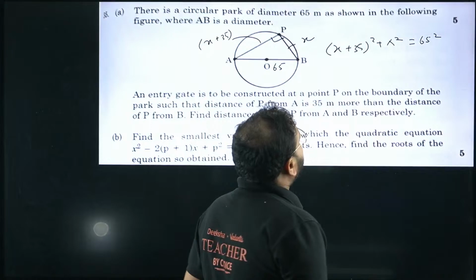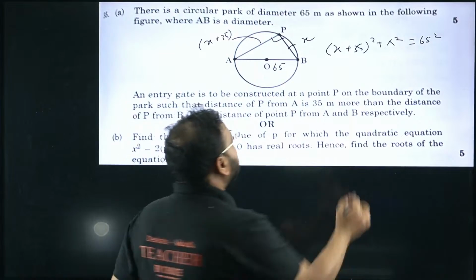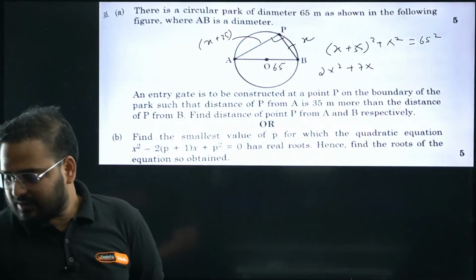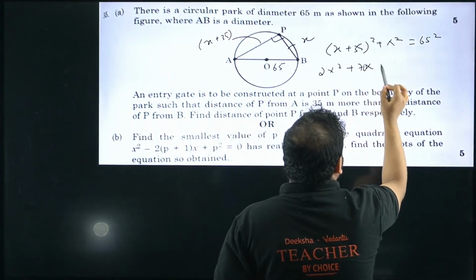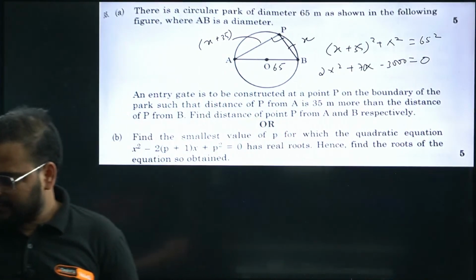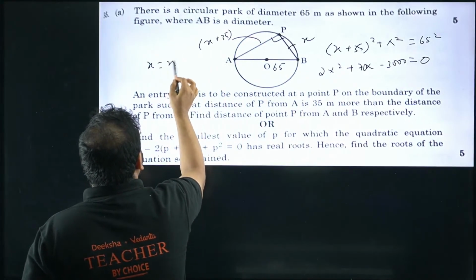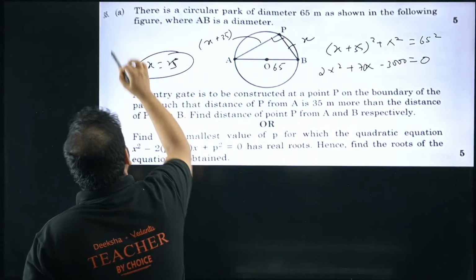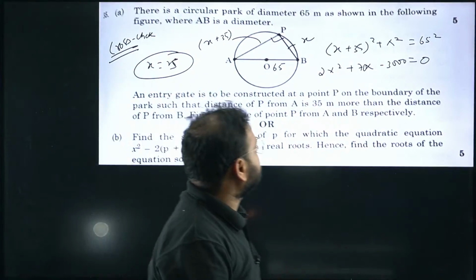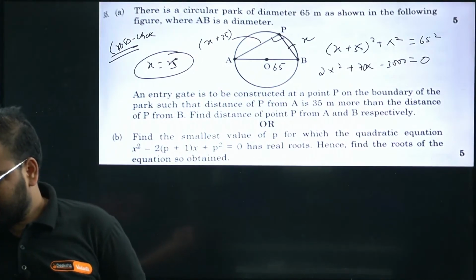One of the values will come as negative actually. So the equation will turn out to be 2x square plus 70x minus 3000 equals 0. Please cross check the statement. Your x value will turn out to be 25, I think. Please cross check this value. Have a look. Is this clear? All right, now moving on.